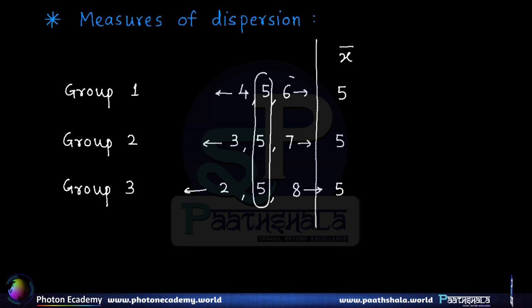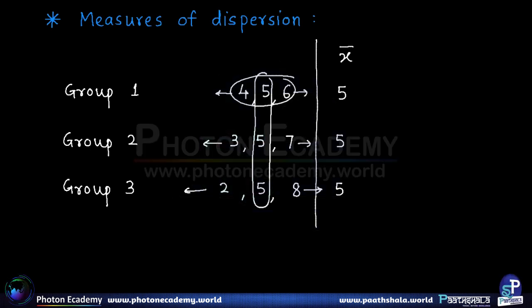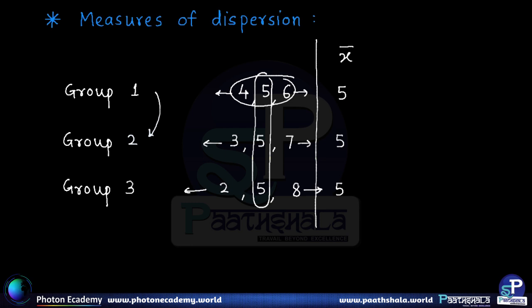You see in the first group 4, 5 and 6, the entire data is tightly concentrated around the mean 5 as compared to the remaining two groups. As we go from group 1 to group 2, you see that the observations are slightly scattered. They are more spread out from the mean. And as you go from group 2 to group 3, the observations are further scattered.